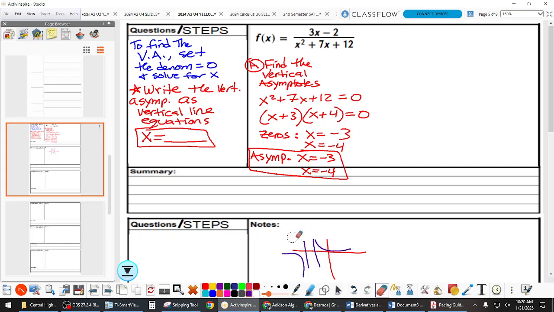Okay, one thing we don't know is the horizontal asymptote. I drew it like it was 0 at the x-axis, because it is, but we don't know how to find that just yet. Any questions on finding a vertical asymptote? Okay, so it's really just finding zeros.